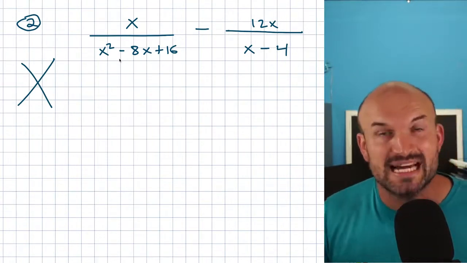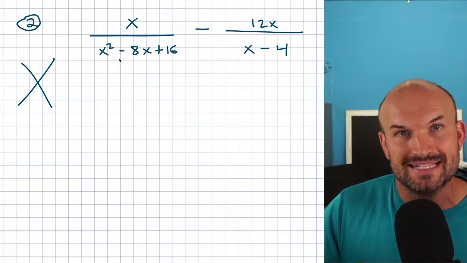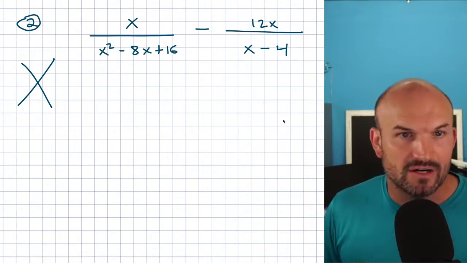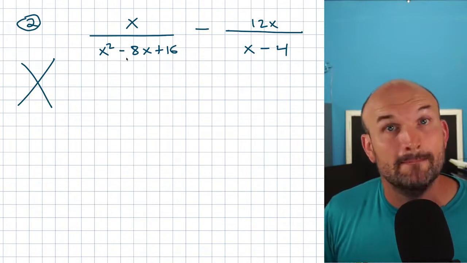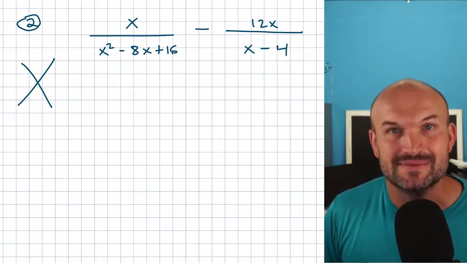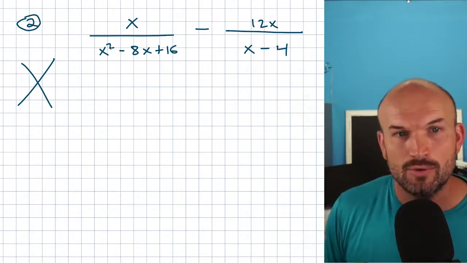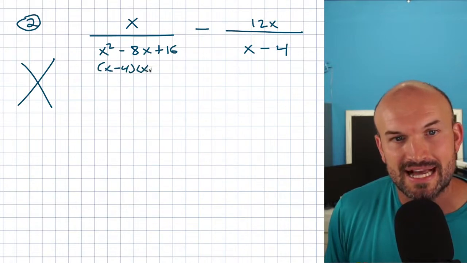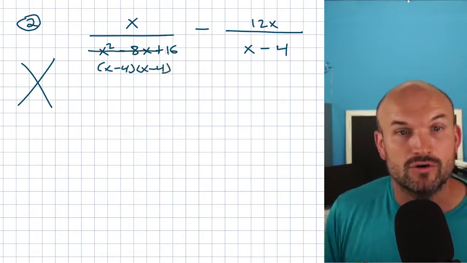16 times 1, 8 times 2, 4 times 4. If that number has to be exactly the same, the only one that would work would be 4 times 4. However, 4 times 4 does not give me a -8, but -4 times -4 does. And -4 times -4 also gives me a 16. So what I can do is rewrite this as an x minus 4 times an x minus 4.